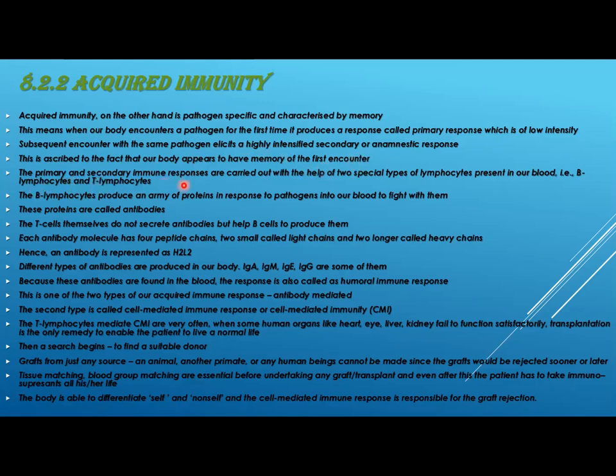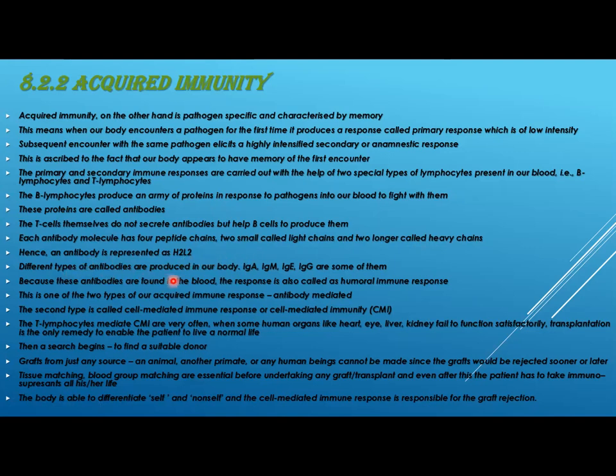The primary and the secondary immune responses are carried out with the help of two special types of lymphocytes present in our blood, that is B lymphocytes and T lymphocytes. The B lymphocytes produce an army of proteins in response to the pathogens into our blood to fight them. These proteins are called antibodies. The T cells themselves do not secrete antibodies but help B cells to produce them. Each antibody molecule has four peptide chains, two small called light chains and two longer called heavy chains. Hence, an antibody is represented as H2L2.